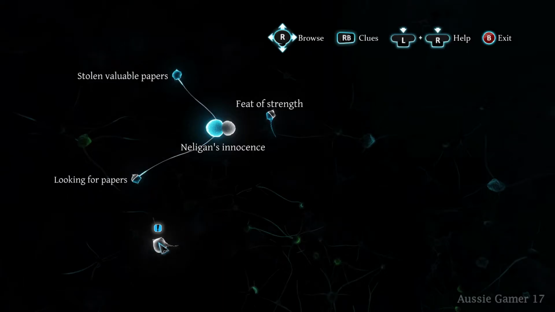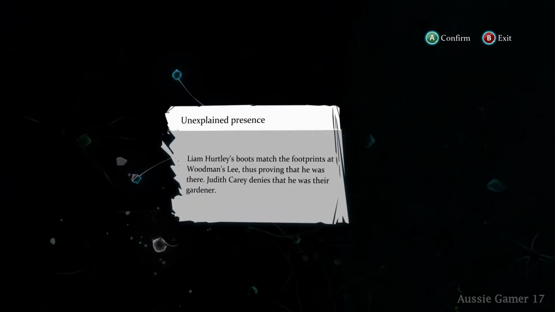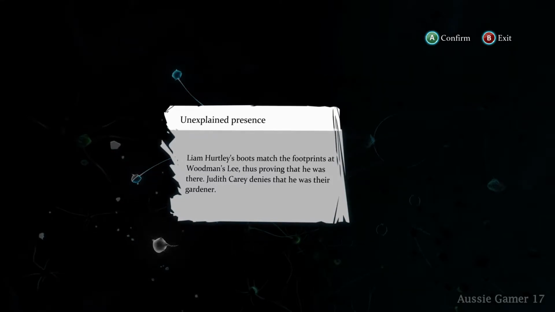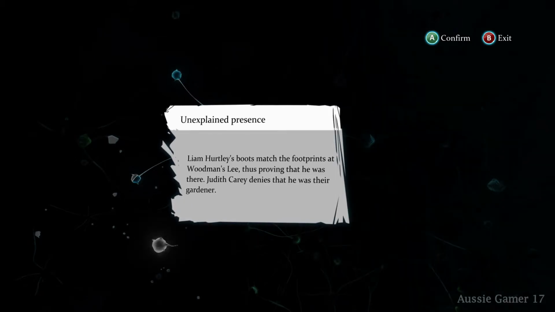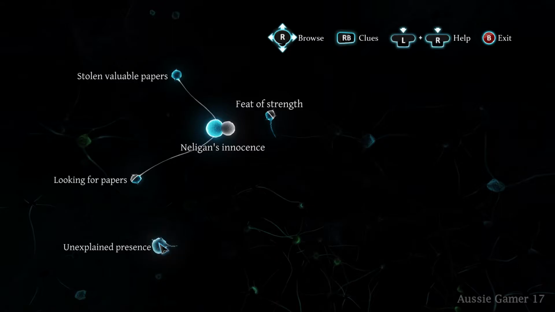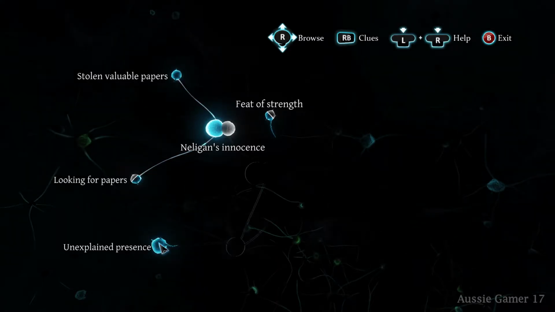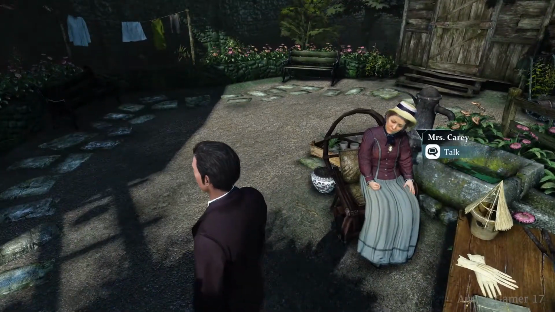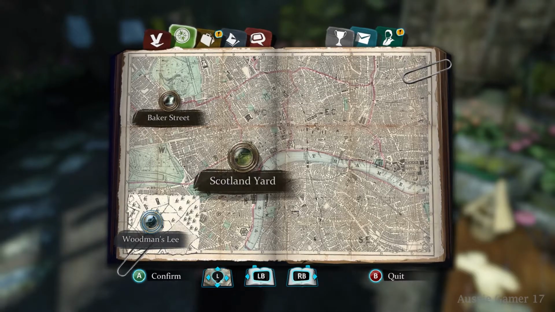And that opens up this deduction, and its unexplained presence. Liam Hurtley's boots match the footprints at Woodman's Lee, thus proving that he was there. Judith Carey denies that he was there. He was their gardener. Okay, confirm that. And now we can exit back out, and we want to travel back to Scotland Yard. I think we need to have a chat with Mr. Hurtley.